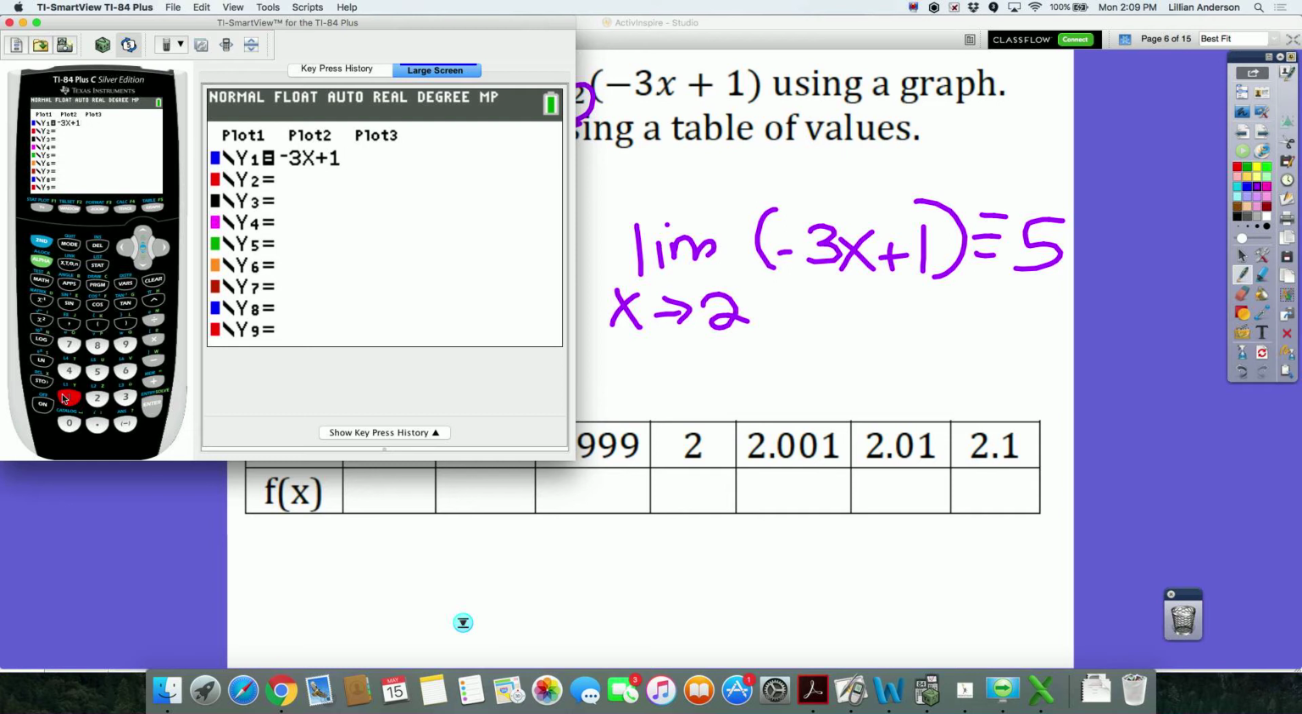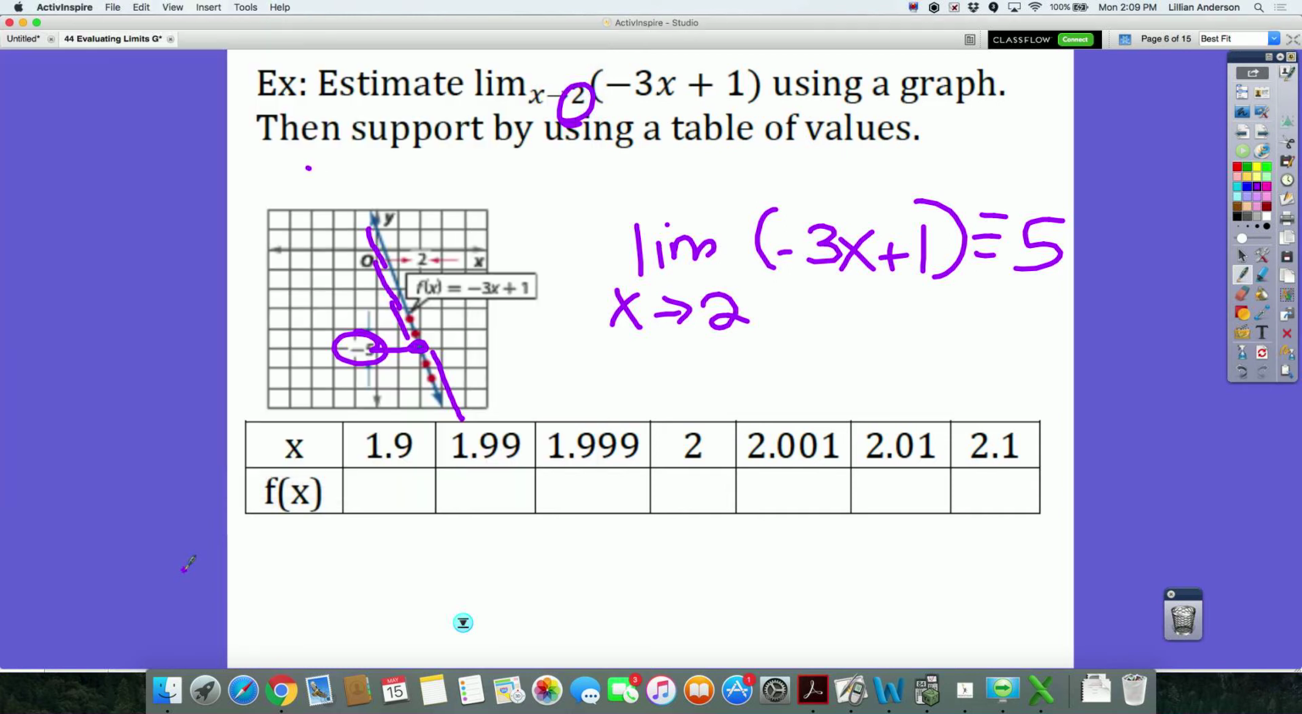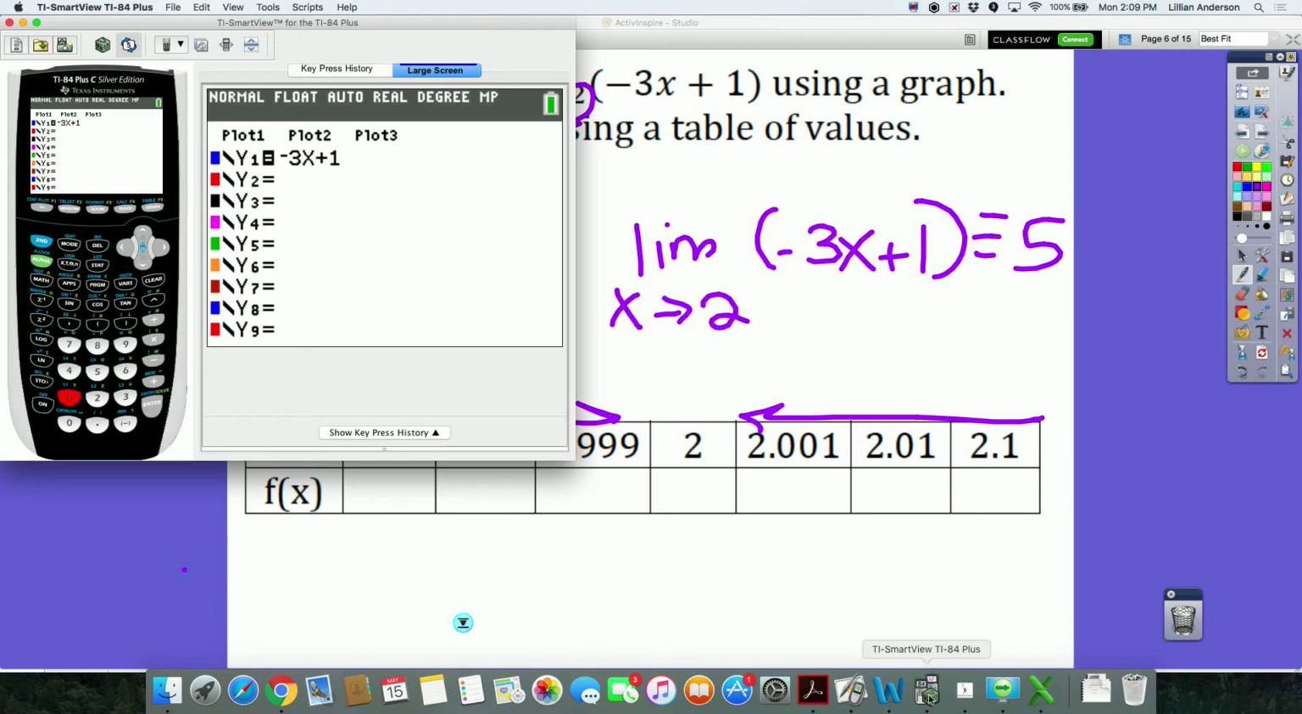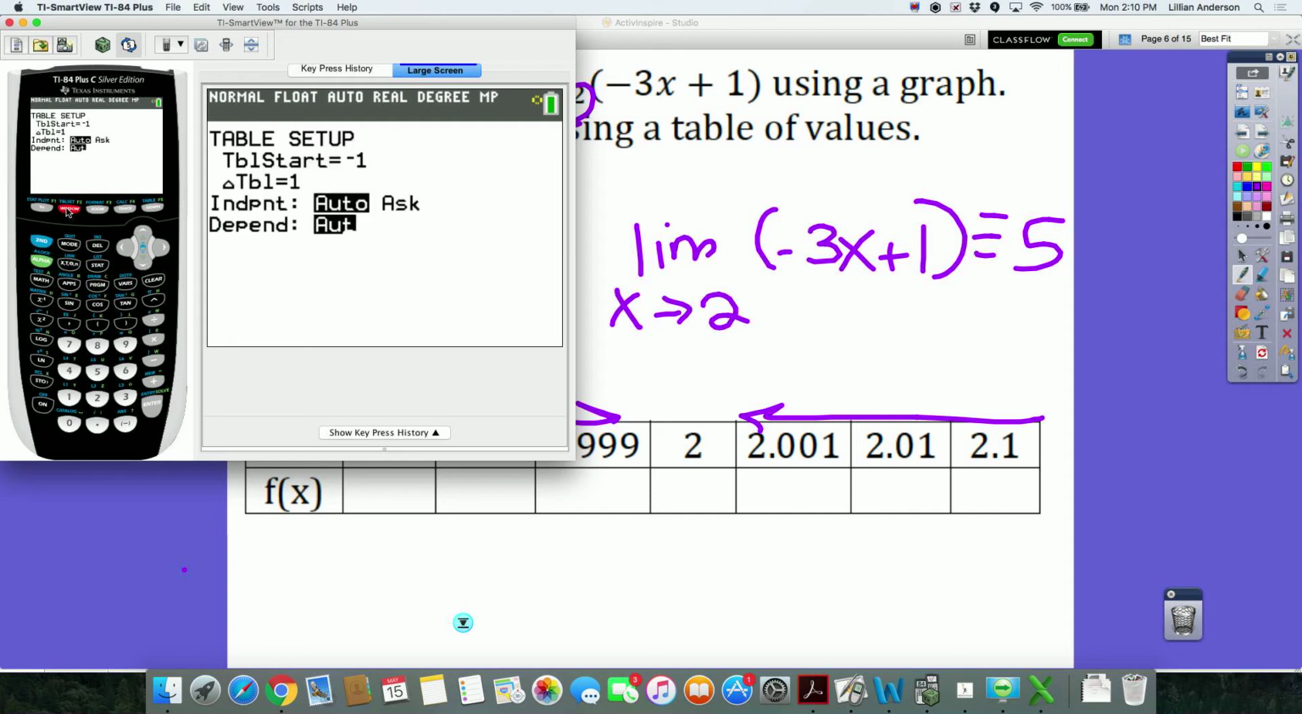We want to go look at a table. And more specifically, we want to look at this type of a table because as you can see, the X values are getting closer to 2 from both directions, okay? So to let the calculator know I only want to look at these specific values, what we do is we press the second button. We press the window button. Window is located right beside the Y equals.